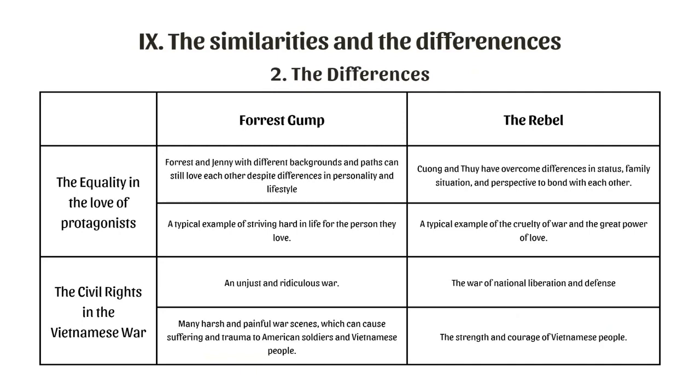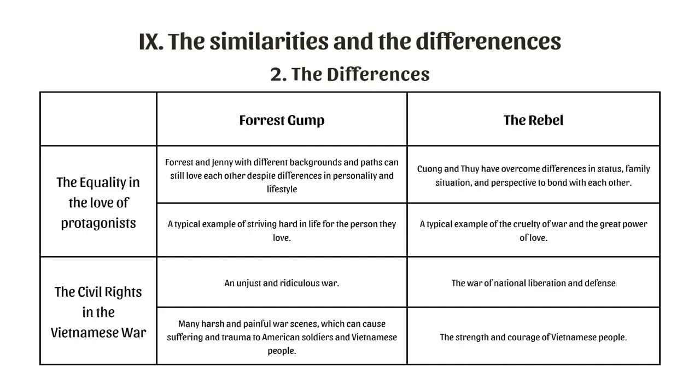The equality. Firstly, I'll talk about the equality and inner love of the protagonists. In Forrest Gump, the equality in Forrest and Jenny's love shows that two people with different backgrounds and paths can still love each other despite differences in personality and lifestyle. It also shows how love can inspire and transform people's lives for the better. Their love is a typical example of striving hard in life for the person they love.